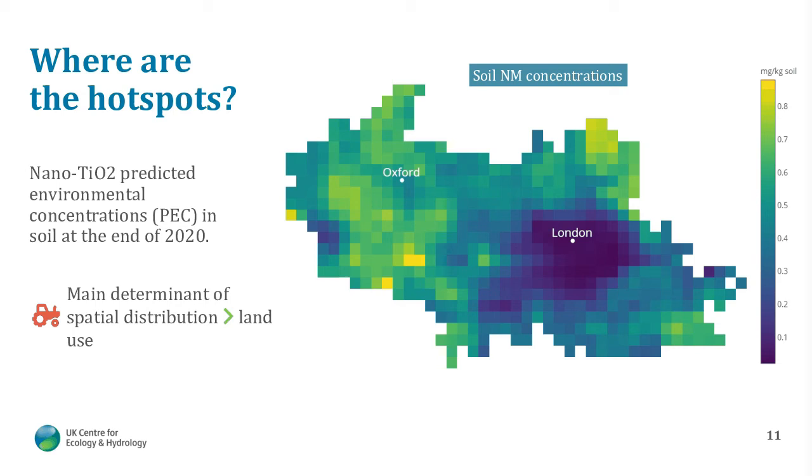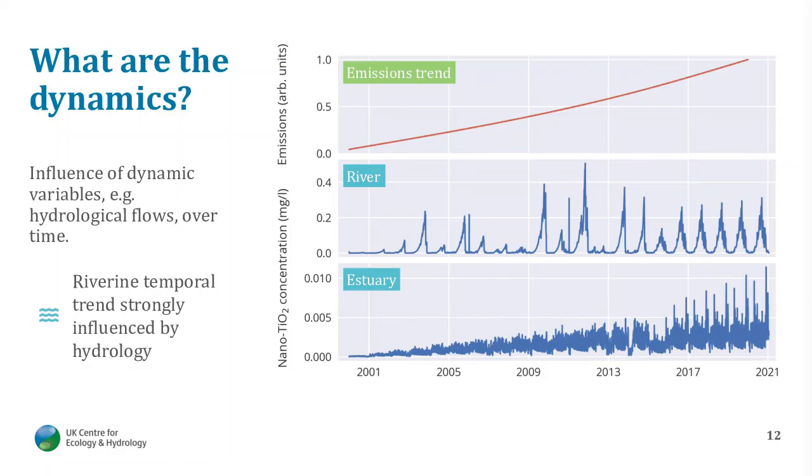And this is down to where nanomaterials are emitted to the environment. The main way in which titanium dioxide gets into soils is through the application of sewage sludge, which obviously only happens on agricultural land in rural areas. And so we can say that the main determinant of the spatial distribution of nanomaterial in soils is land use. So soil isn't that dynamically interesting in terms of nanomaterials.